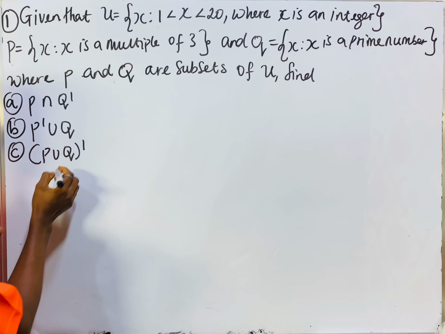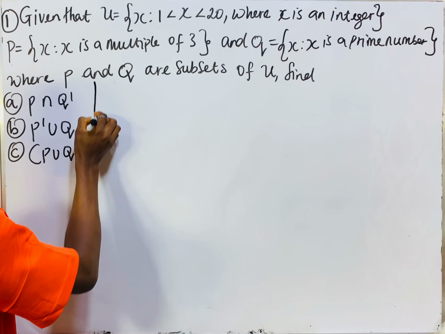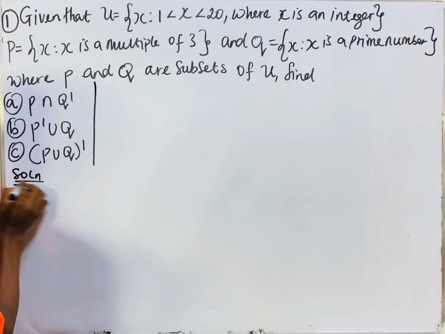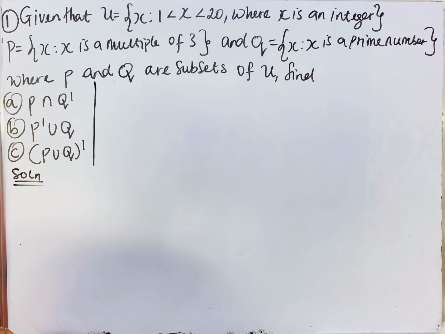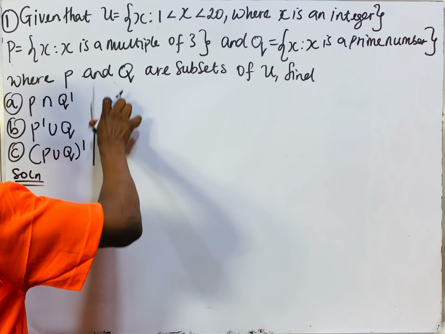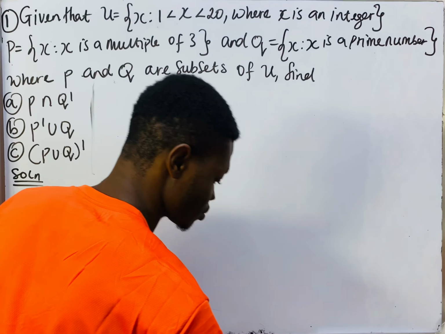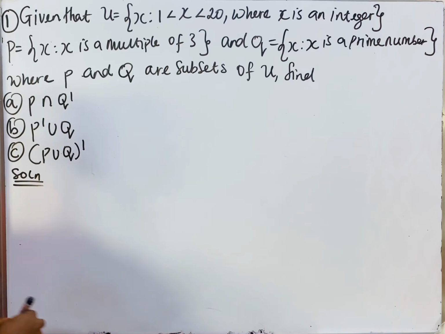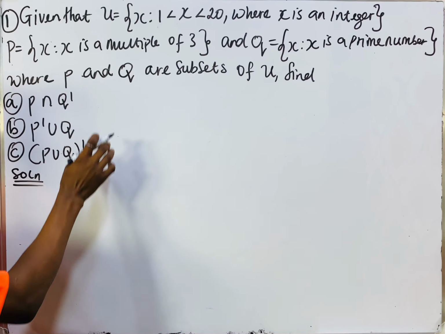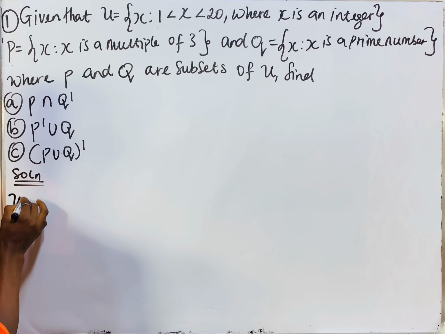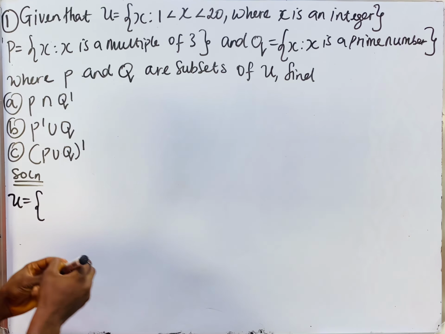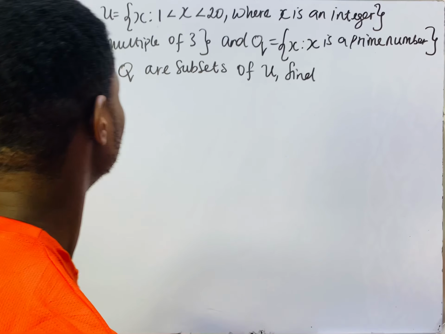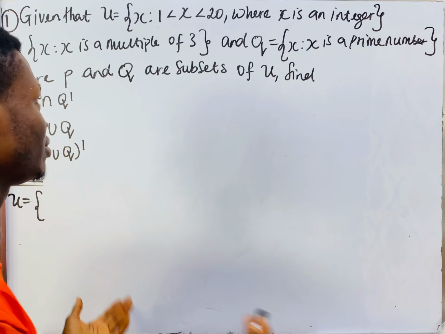So, solution. Okay. Let me not draw the line. So we'll be having, first of all, let's define all these sets. Our universal set, let's name the elements. That's roster form. Let's put it in listing method. It's in set builder notation. Let's put it in roster form.